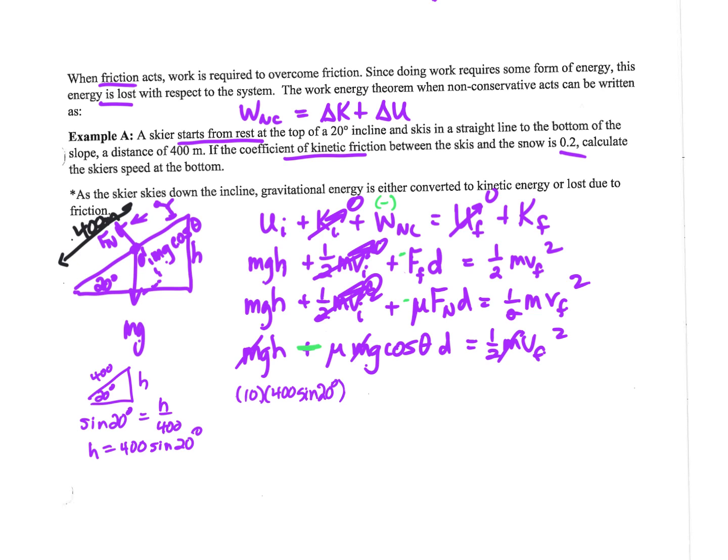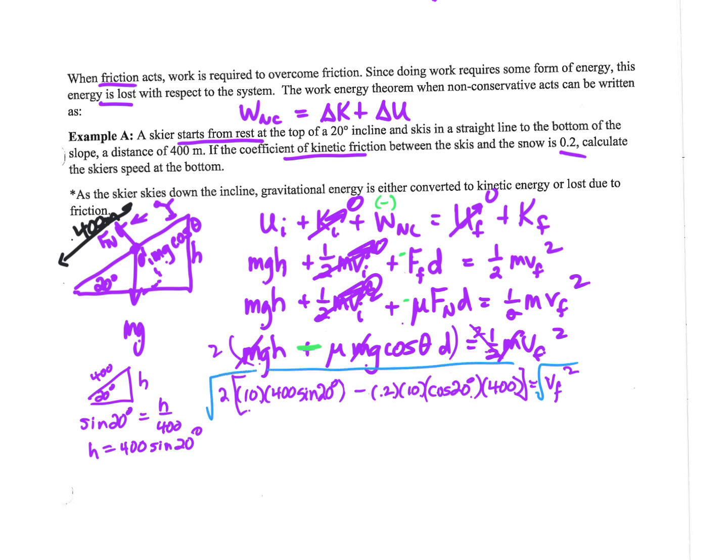So this is now minus 0.2 times 10 times the cosine of 20 degrees times the distance, which is 400, equals... we're going to go ahead and take this whole thing, multiply it by 2, and so we're equal to v final squared. So now all we have to do is take the square root of this big ugly thing, and we should get a v final that is approximately 35.11 meters per second. Okay, down to the bottom of that hill.